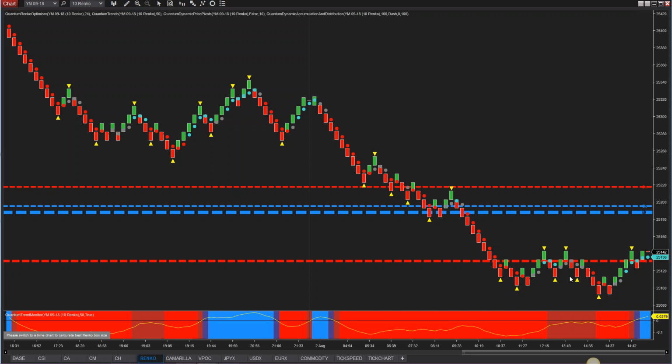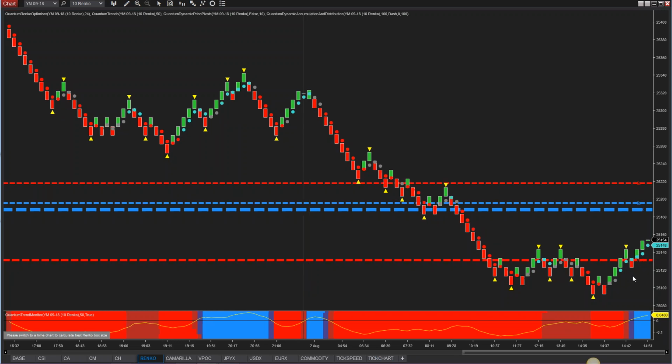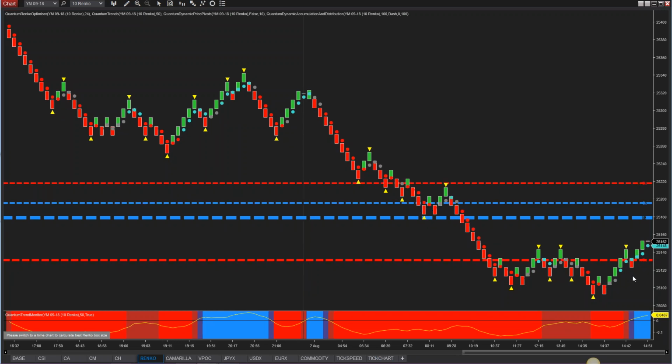A Renko chart, if you've never used one, is completely independent of time. It's exactly the same as the tick chart I've got over here on the other tab. I'll move over to that in a minute. But a Renko chart and a tick chart will give you a visual on momentum because they are completely independent of time. So we're running on 10 index points here, which is quite wide.